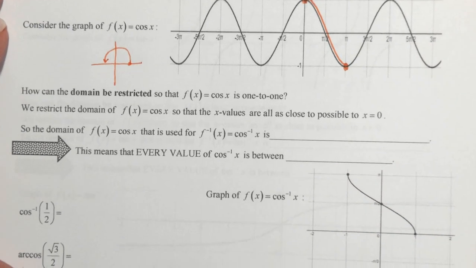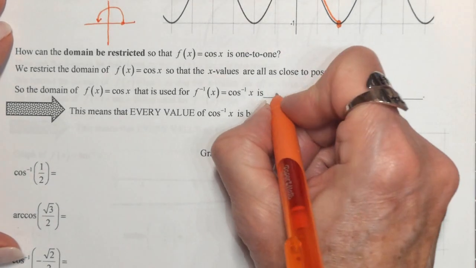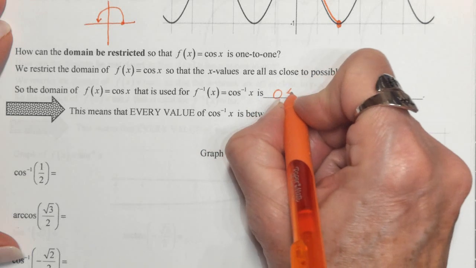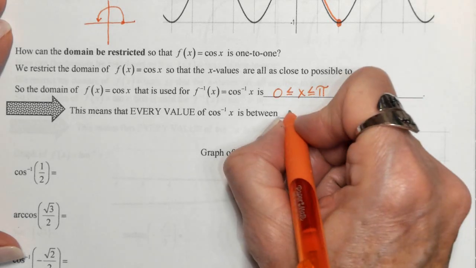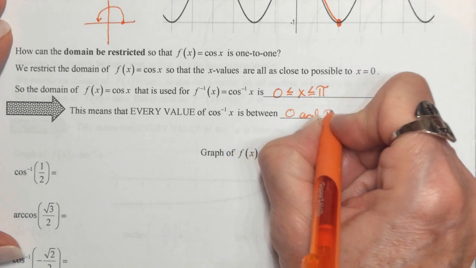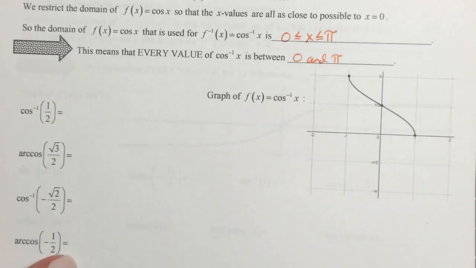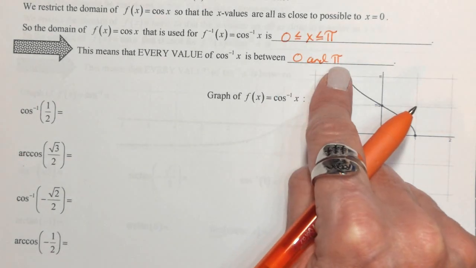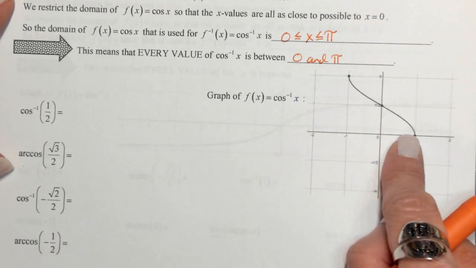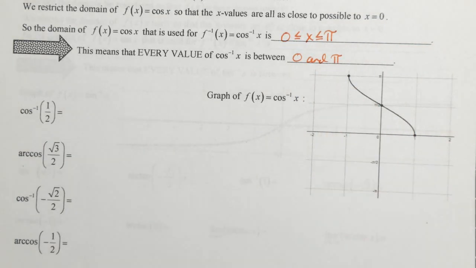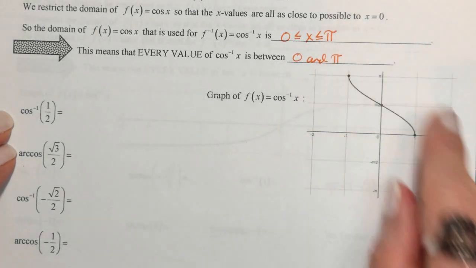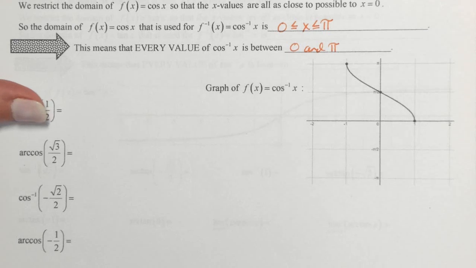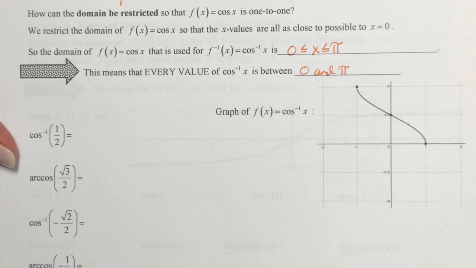Okay? Alright, so the domain that we restrict this one to is 0 to pi. Every value will be between 0 and pi, so no negatives. Here's the graph of arc cosine. That's the graph of arc cosine. And I could show you on the calculator, but hopefully you trust me. That is the graph of arc cosine. It stops right there. It does not continue, because then it would not be a function. And this way, it's a function.